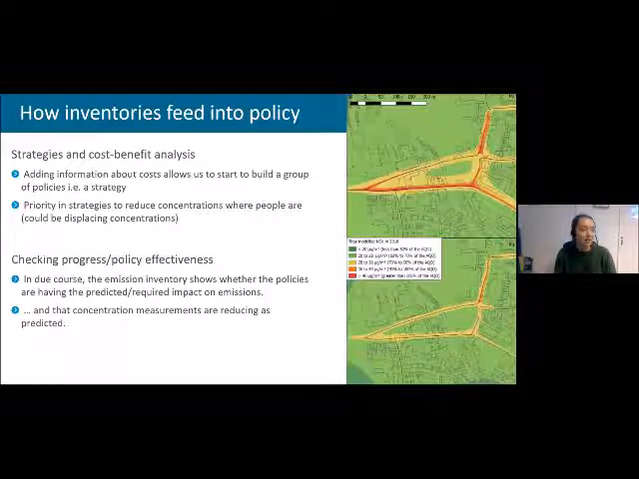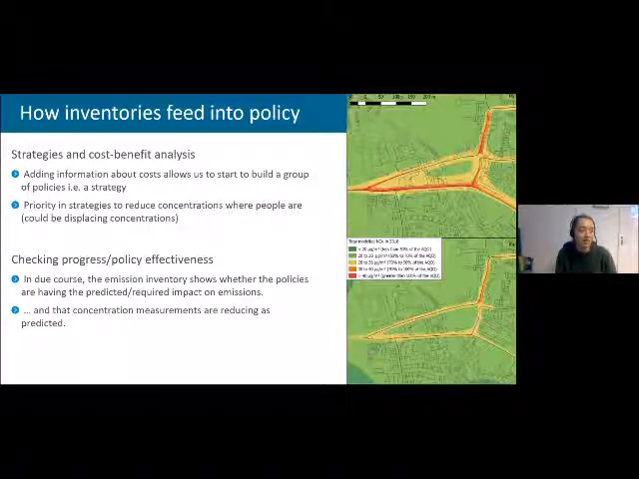Just finally then, cost benefit analysis can be very useful as well. In policy making, policymakers are obviously interested in knowing how much a policy and measure might cost. So by adding more information on cost, that allows us to build a group of policies, which then develops into a strategy. And the priority in the strategy should be to reduce concentrations where the people are. But as I've previously said, that could simply be displacing the emissions, if need be, to elsewhere, where there are fewer people.